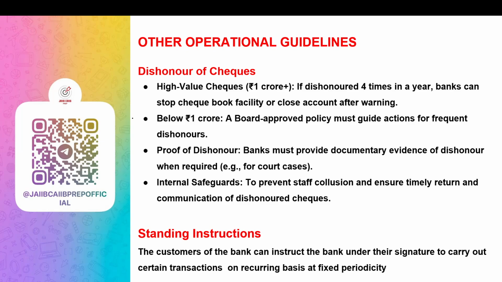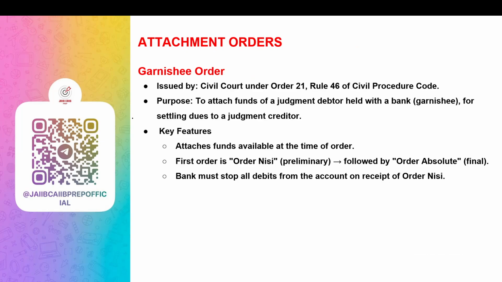There should be no delay or miscommunication and no collusion between bank staff and the check issuer to hide the dishonor from the payee. Standing instructions: a customer can give the bank written instructions to carry out recurring payments automatically. For example, transfer money every month from a savings account to recurring deposits, transfer interest from FD to savings account, pay loan EMIs automatically, pay insurance premium, electricity bill, etc.